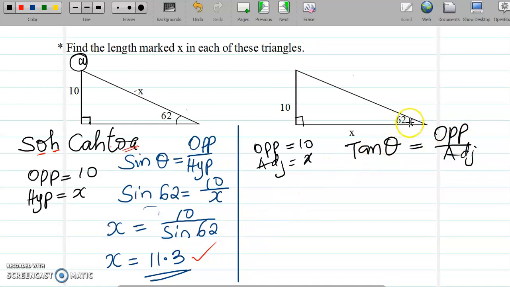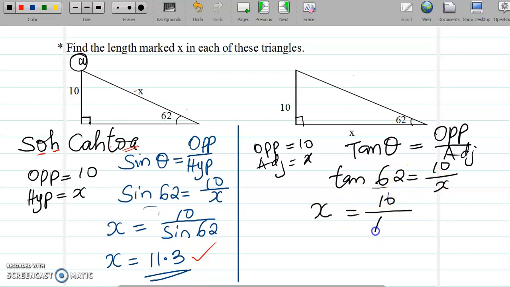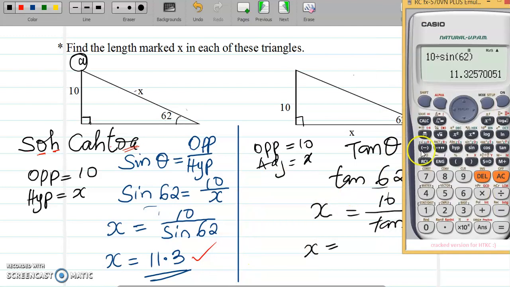Theta is 62. So we have tan 62 is equal to opposite, which is 10, over adjacent, which is x. If I cross multiply, x is equal to 10 over tan 62. So let's check what 10 divided by tan 62 gives us.